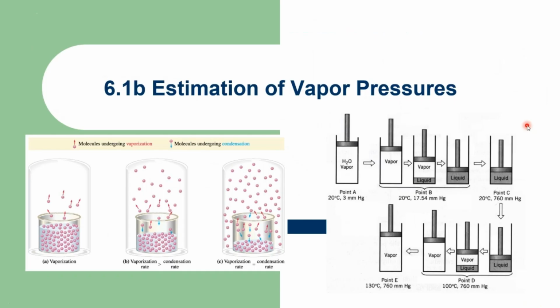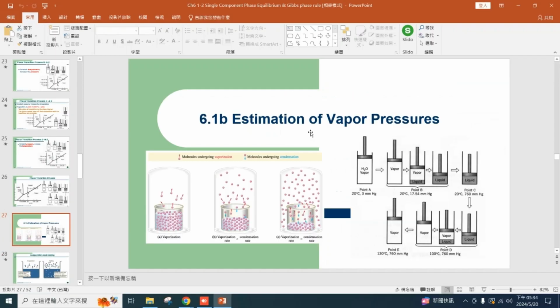We don't have time to introduce section 6.1b, estimation of vapor pressure. What I just told you is important for knowing how to measure the vapor pressure in this process, and we have some equations and charts for estimating vapor pressure. But unfortunately, we ran out of time today. I will talk about this on Wednesday.